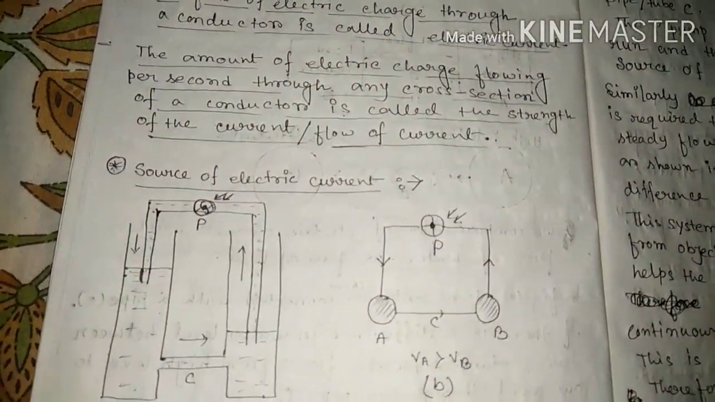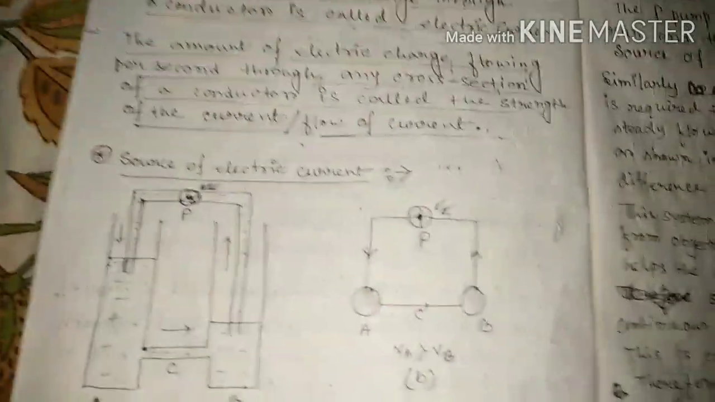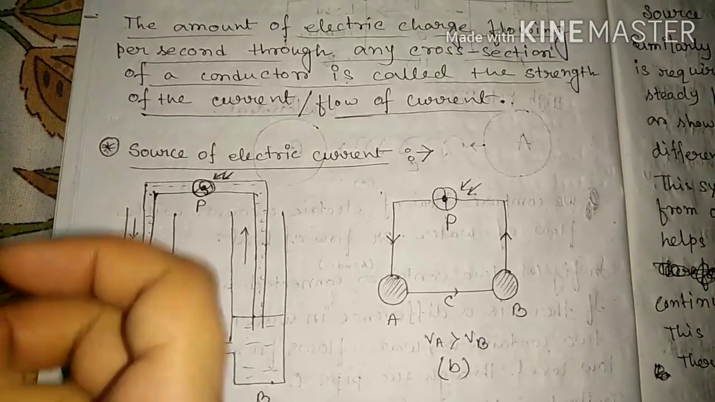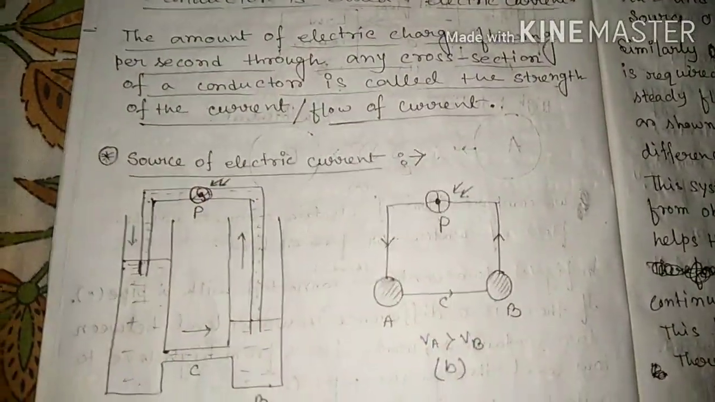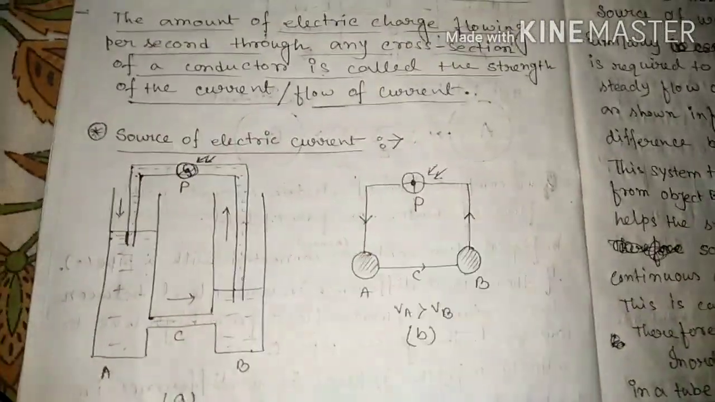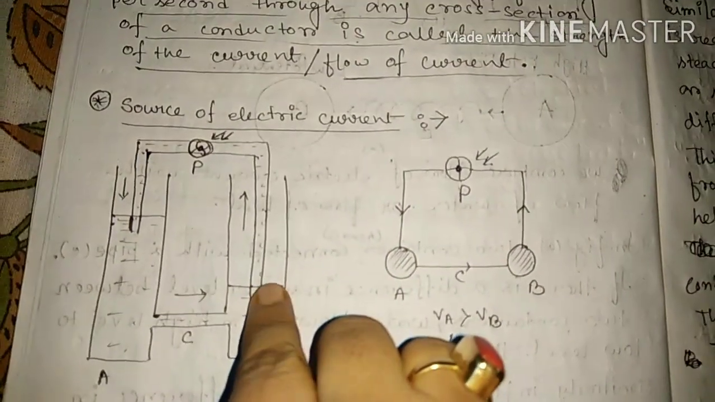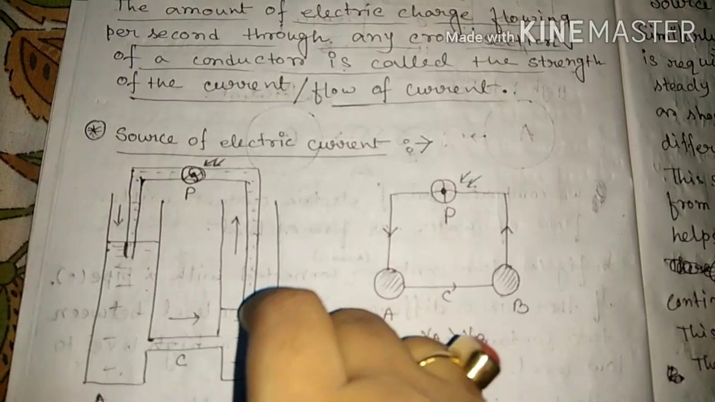We know that the source of electric current is normally the battery or electrochemical cells. Now we understand the source of electric current. So we draw the same figure, but here I will add one more thing.